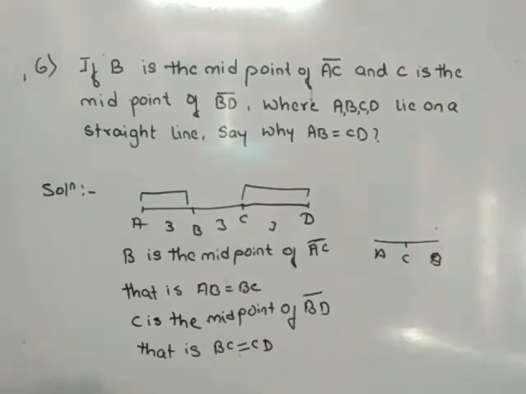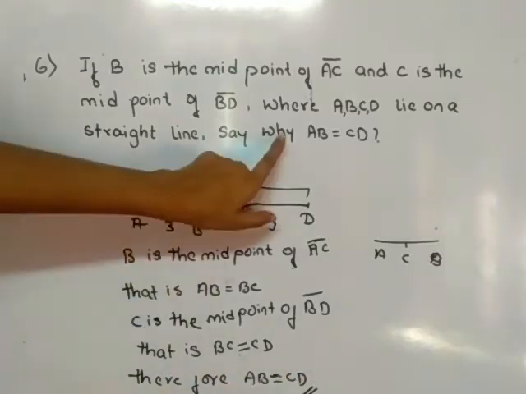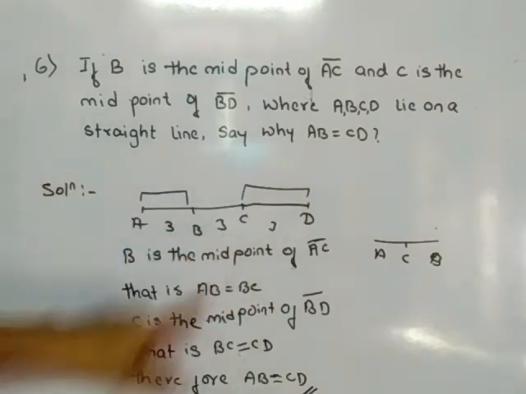So we'll write here, therefore AB is equal to CD. This is the answer. We proved it. Why is it equal? We showed it here.